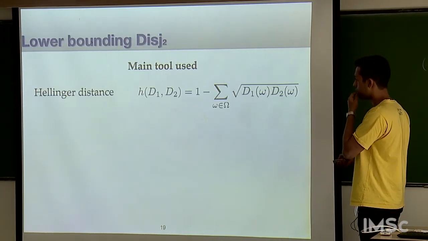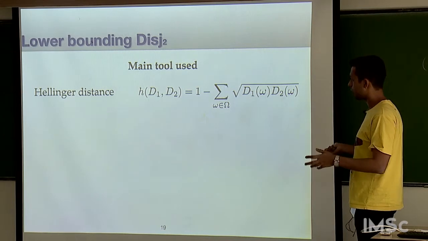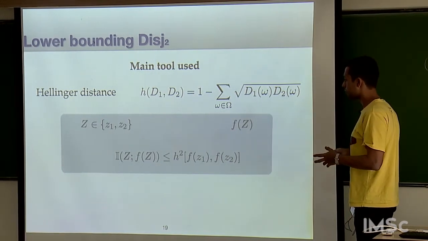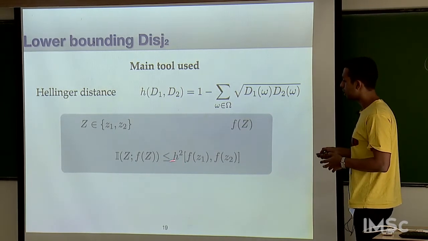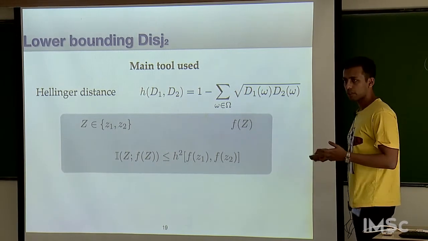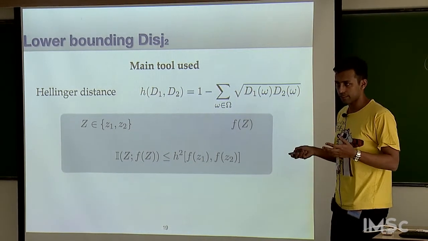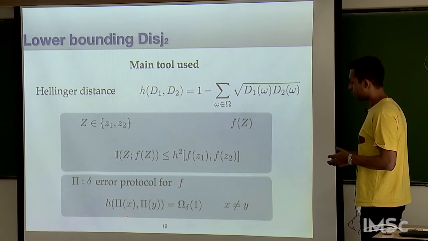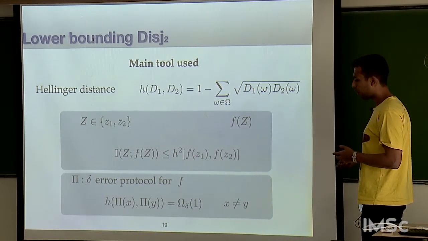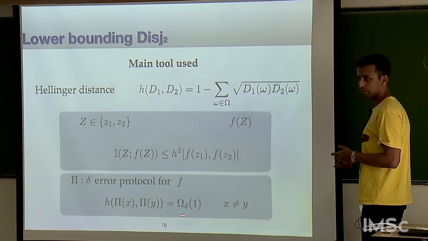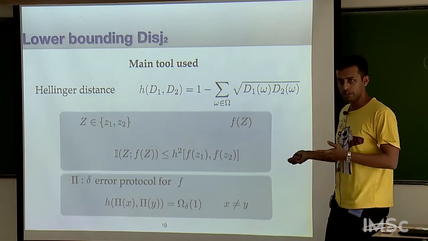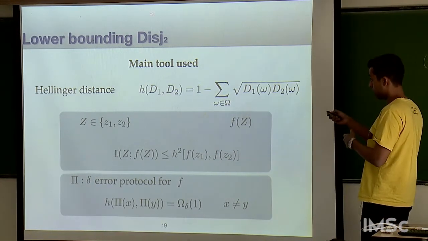And for the lower bound on disjointness, I will just skip it because this tool has been used over and over again. This is something called Hellinger distance. Why are we using this? Because this Hellinger distance has a nice connection with mutual information. And Hellinger distance is a good approximation of statistical distance. So if you have a delta error protocol and you put in two inputs x and y, you can actually bound the Hellinger distance between the outputs of the protocol. And this actually helps us to prove the lower bound on disjointness too.